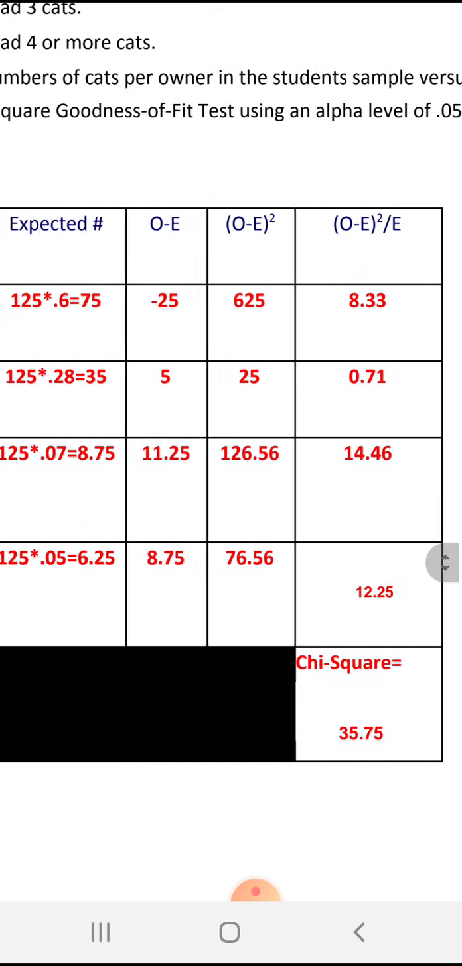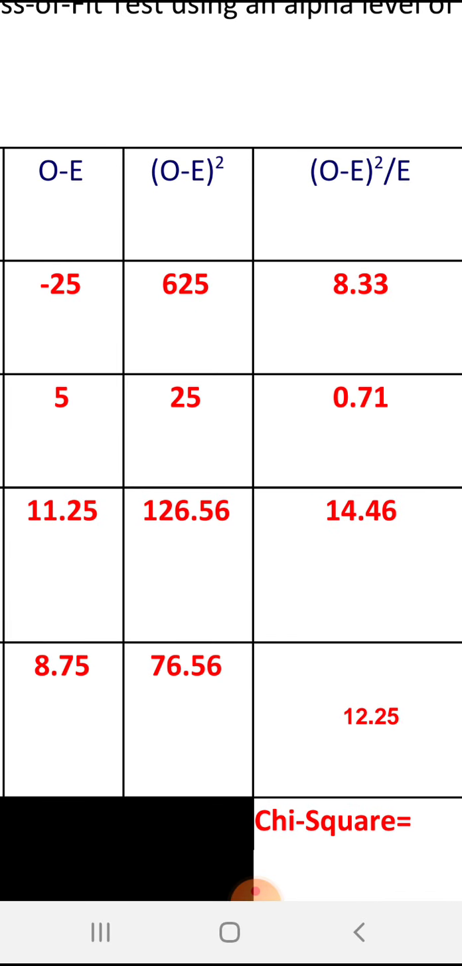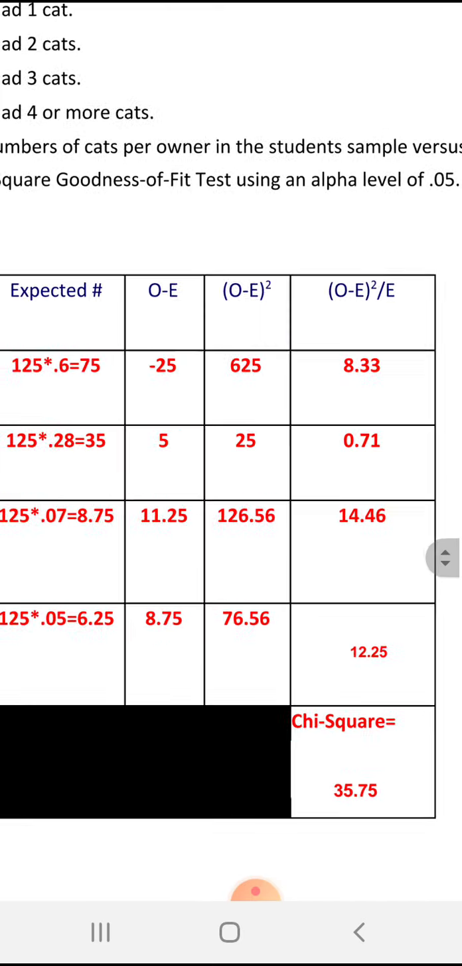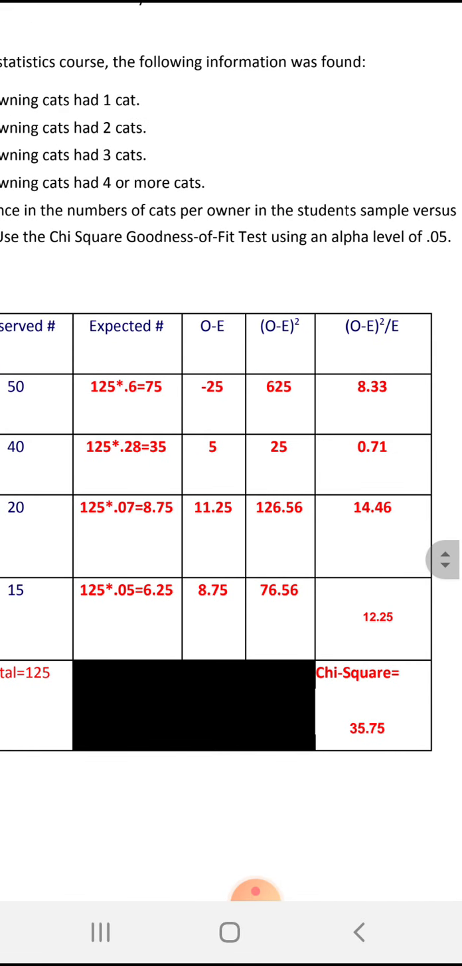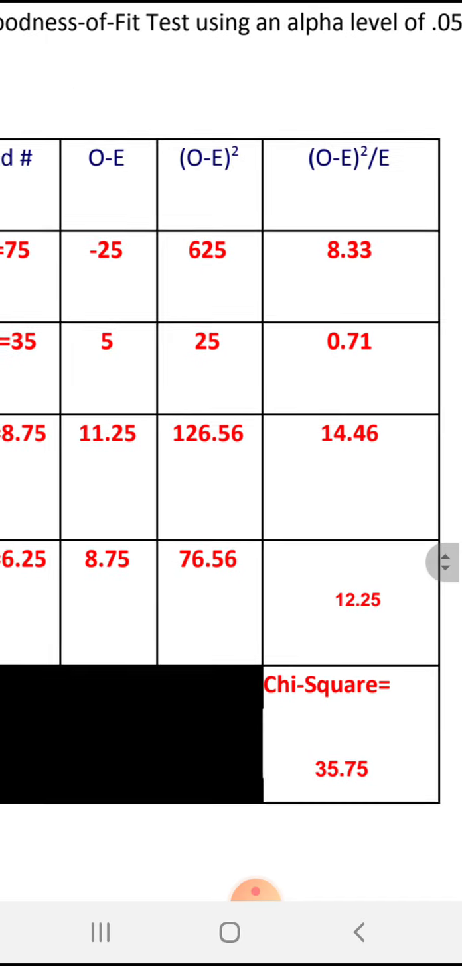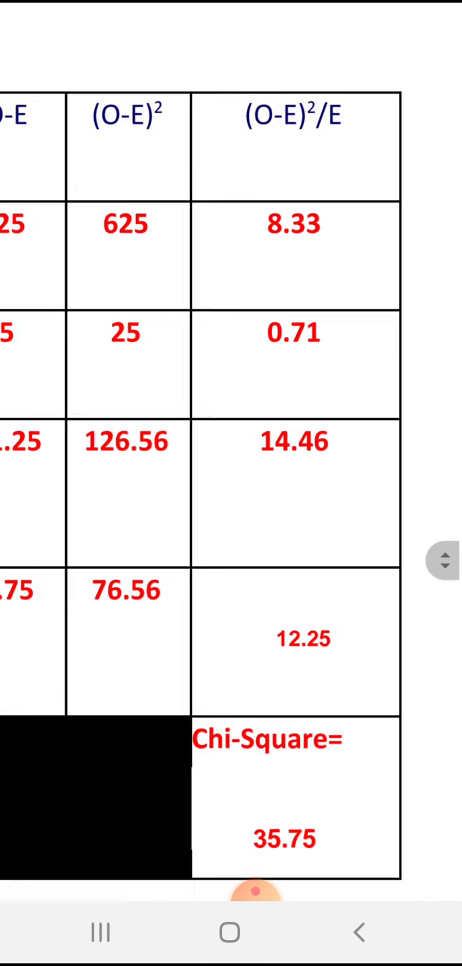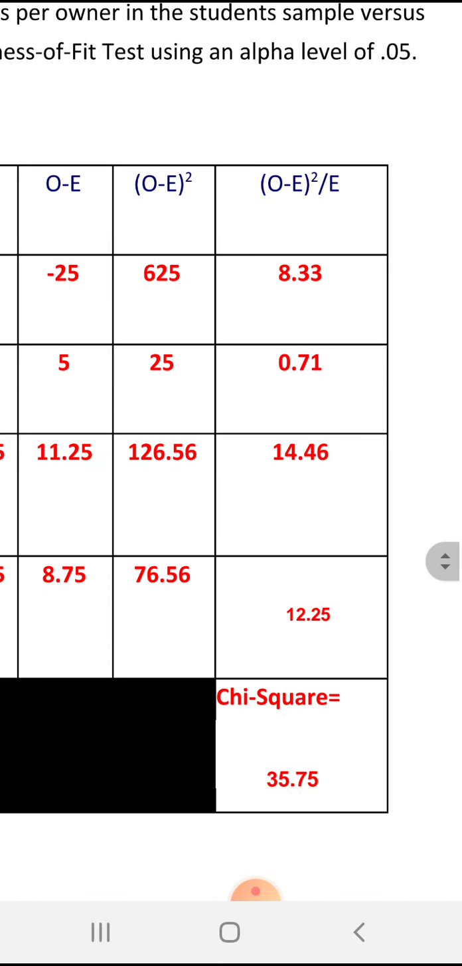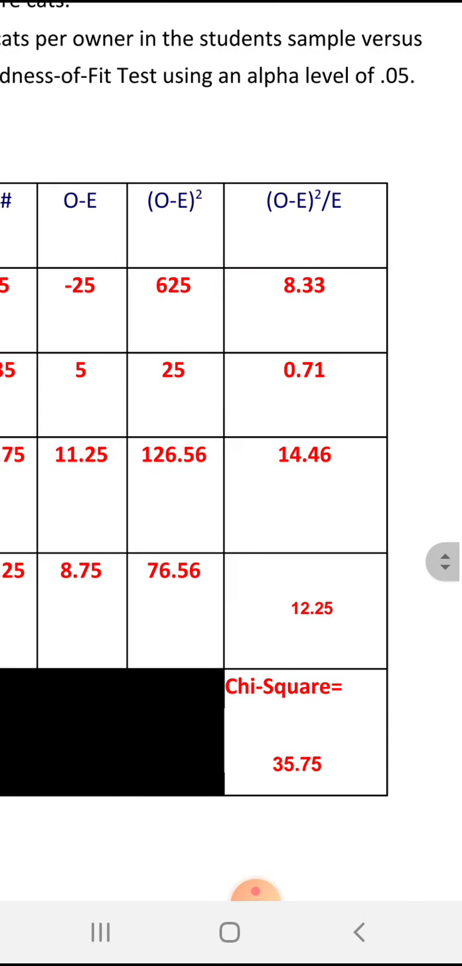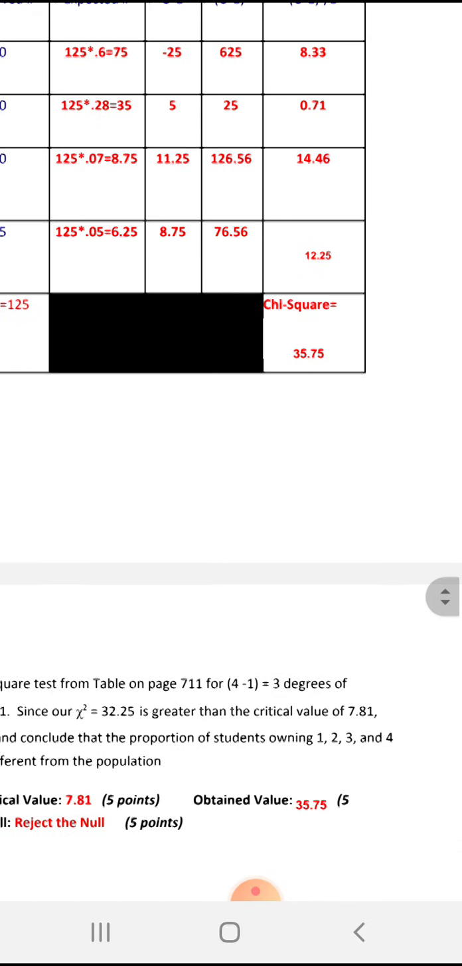76.56. Okay, so now we take this observed minus expected squared number and divide it by the expected. Right, so 625 divided by 75 is 8.33. 25 divided by 35 is 0.71. 126.56 divided by 8.75 is 14.46. And 76.56 divided by 6.25 is 12.25. When you add all these values up, you should get a chi-square number of 35.75. Now that is your obtained chi-square number.